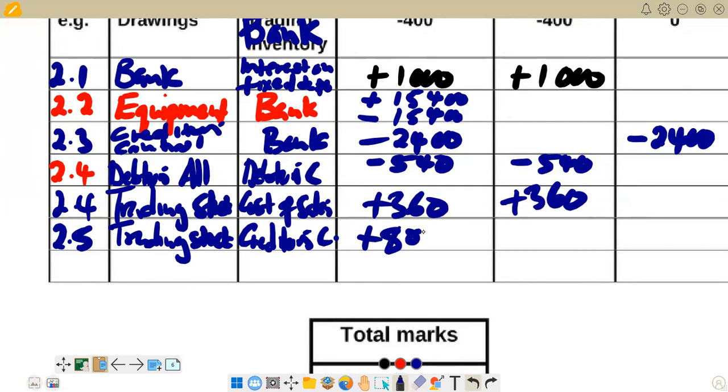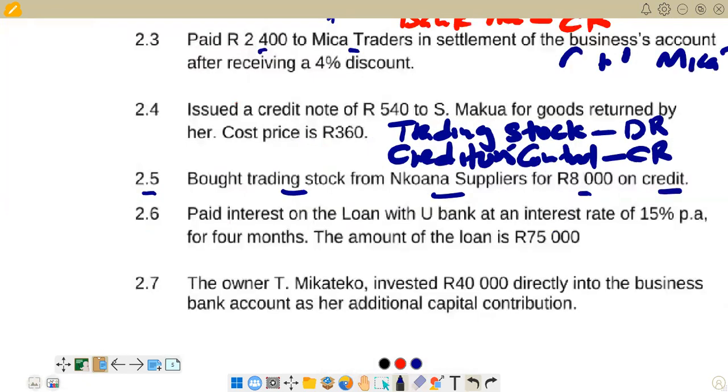The figure was 8,000. And then for creditors control, creditors are liabilities, current liabilities in particular. When you credit a liability, it's a plus again. So on liabilities, we have plus 8,000. So that's what we have. The next one is 2.6, so we can go back again to check what we have in terms of 2.6.